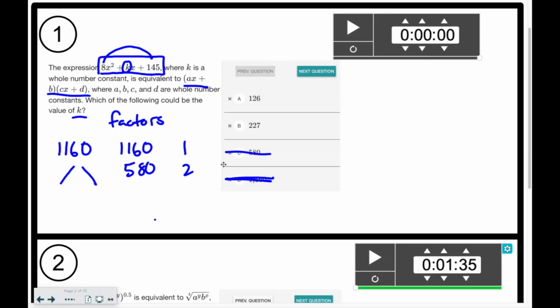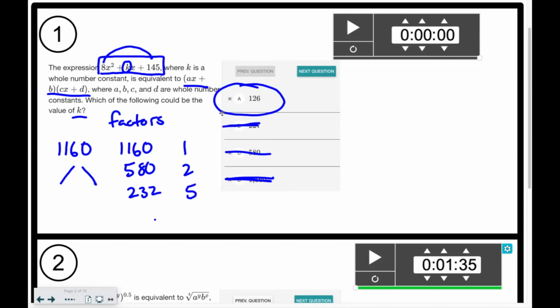And basically, we just keep narrowing them down. I think if we do 1160 divided by 4, that doesn't work. 1160 divided by 5, yeah. So another one that gets us close is 232 times 5. And again, if we subtracted these, we get 227, but we're adding them to get K. So that doesn't work.